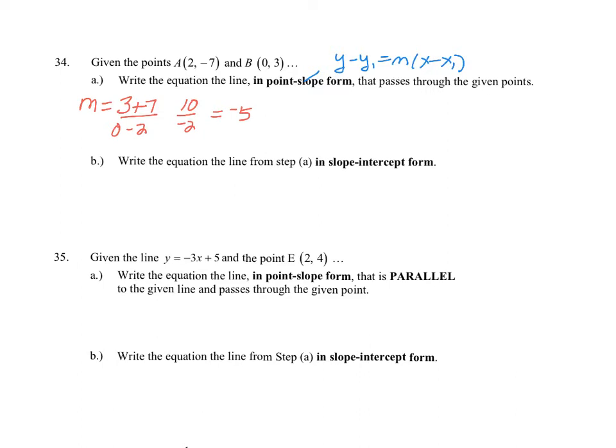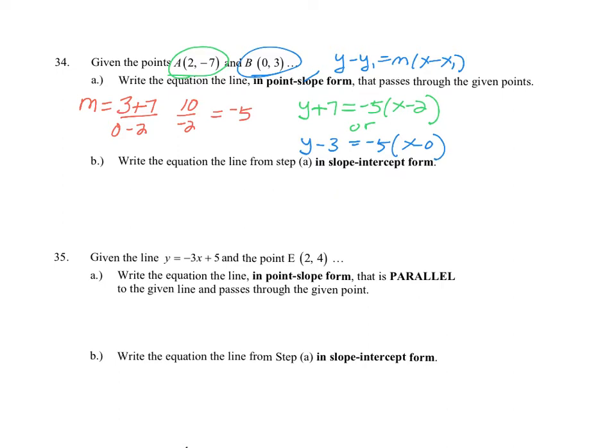And so if I were to use this first point, I would have y minus y1, which is a negative 7, so that would turn into positive 7, equals negative 5 times x minus 2. Okay, that is one possible answer. My other possible answer is that I use that second point here, and I could have y minus 3 equals, my slope's still negative 5, and then x minus 0. So either of those are possible answers.